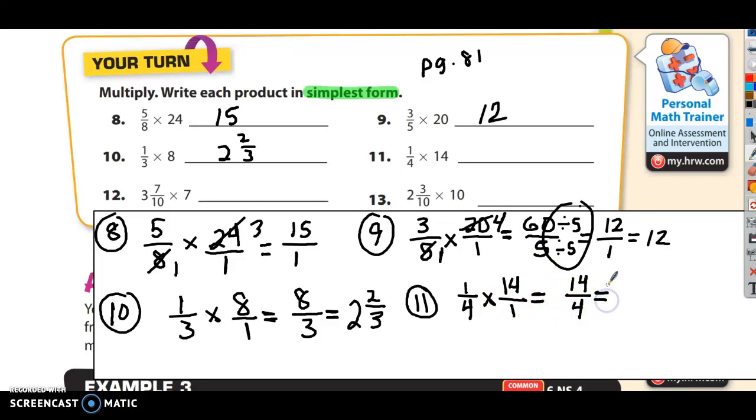You could choose to either divide those by 2, or you can simply say 14 divided by 4. 14 divided by 4 is 3, because 3 times 4 is 12, with 2 left over. So it's 3 2/4, which is not quite in simplest form. That simplifies to 3 1/2.